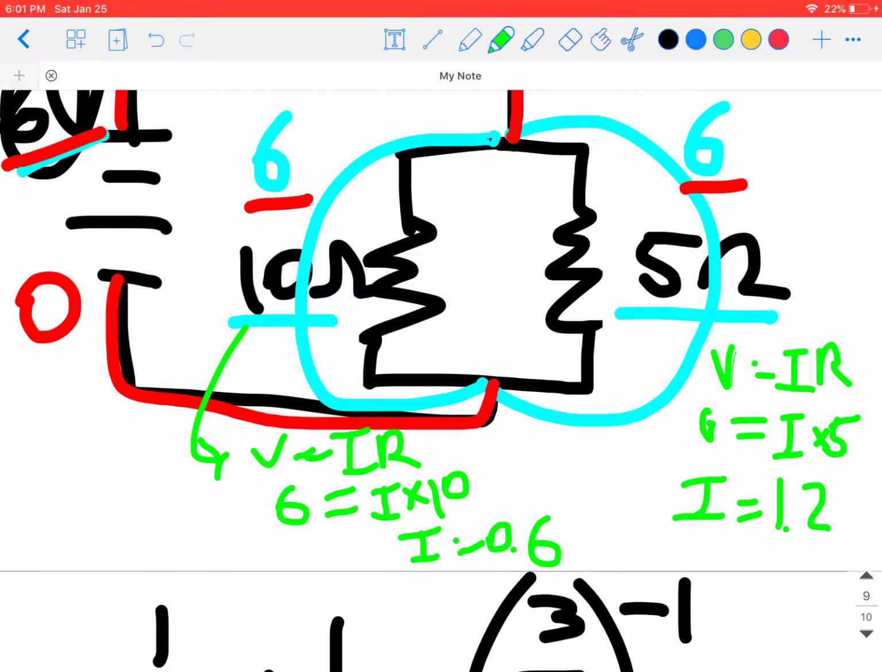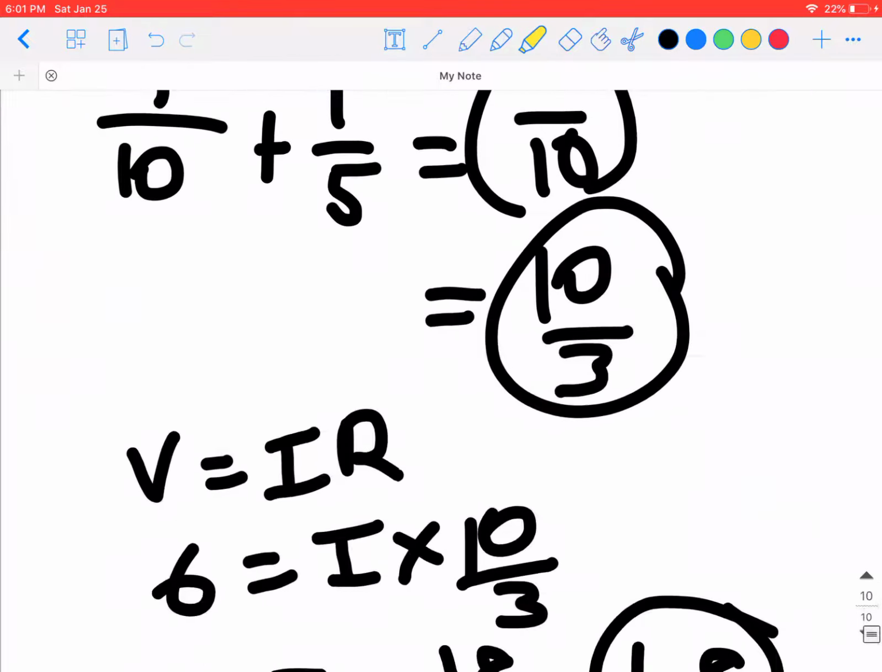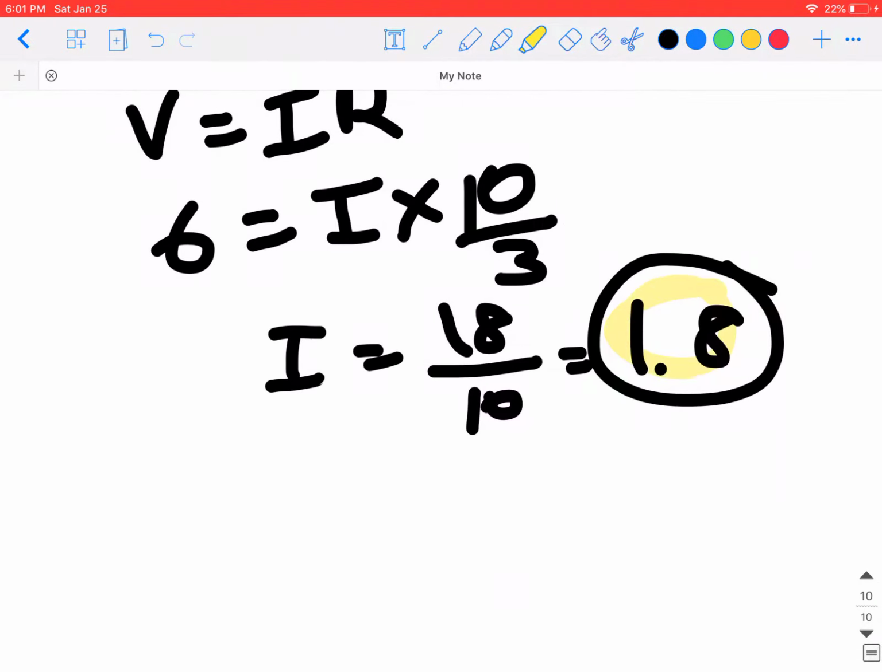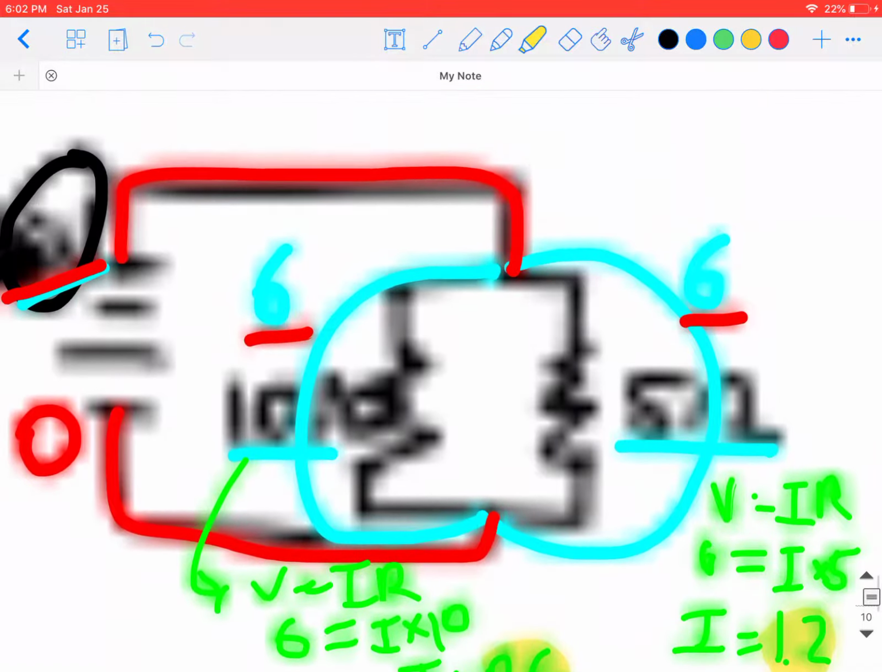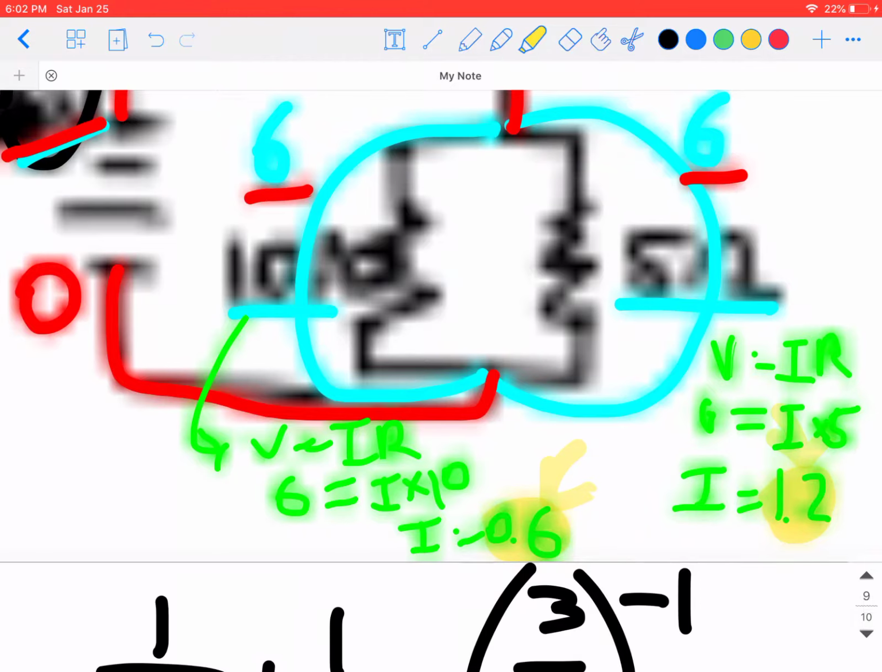Here's a little cool thing for you. What is 0.6 plus 1.2? Well, it's 1.8. And notice that right here, we got our current is equal to 1.8. So that's cool. Funny thing about circuitry is that you know how we have 0.6 here, and we have 1.2 there? When you have a circuit, it always splits in ratio.